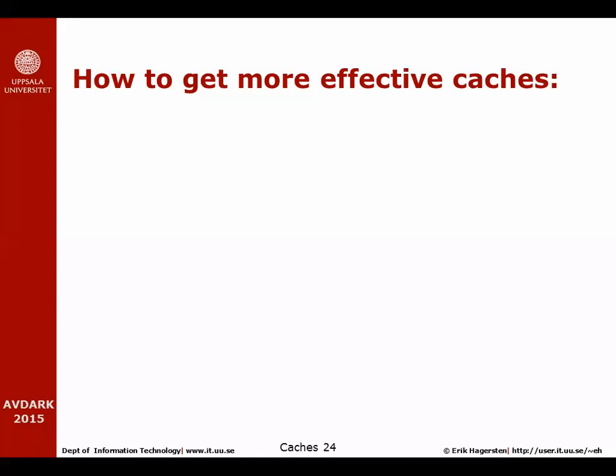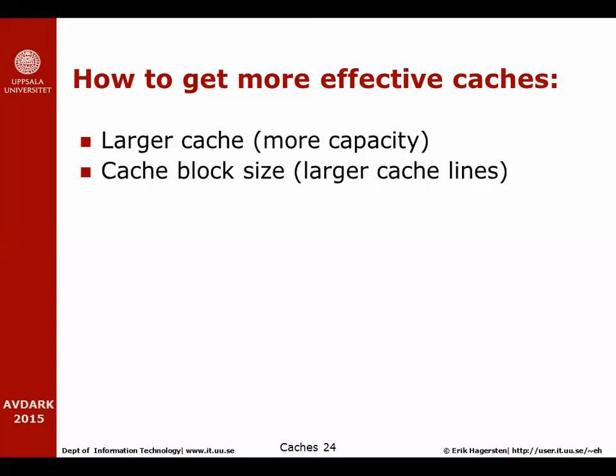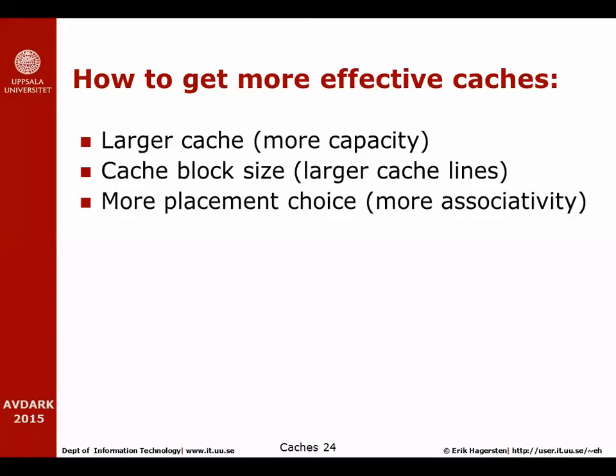So how do you get more effective caches? There are lots and lots of things we're going to talk about during this course. One is, of course, that you make the cache larger, so more capacity. You can use larger block sizes or something called cache lines. You can make more placement choices. Instead of just having one telephone number per page, you can increase what's called the associativity. With more placement choices, the cache is going to perform better.